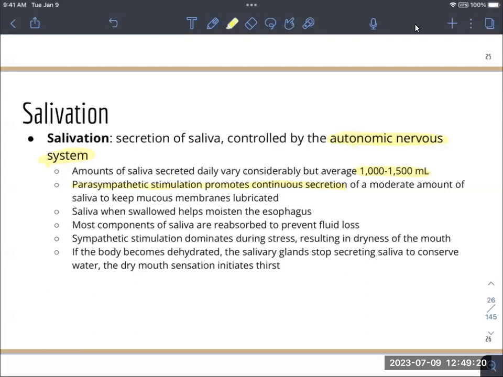Just like the parasympathetic nervous system increases salivation, that sympathetic decreases salivation, which is why when you have a high level of stress, when you're exercising, you can feel this dry mouth type of feeling.